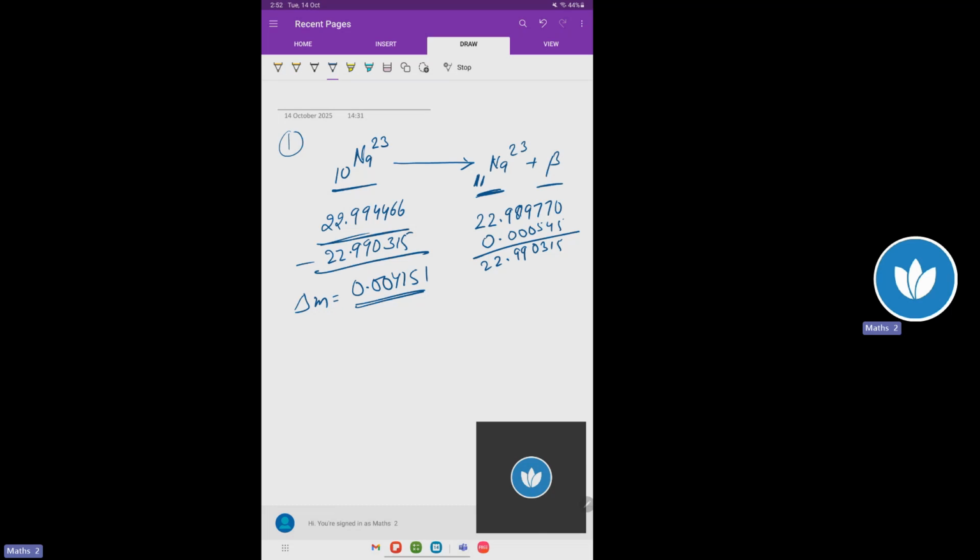So energy is equal to delta m c square, or if this mass is in atomic mass unit, we can directly do delta m into 931 mega electron volt. If we multiply this number with 931, we will get 3.863 mega electron volt. Option D.